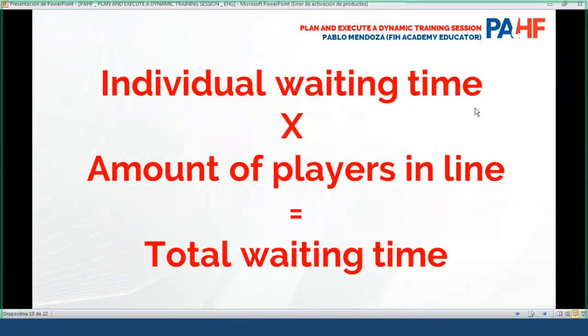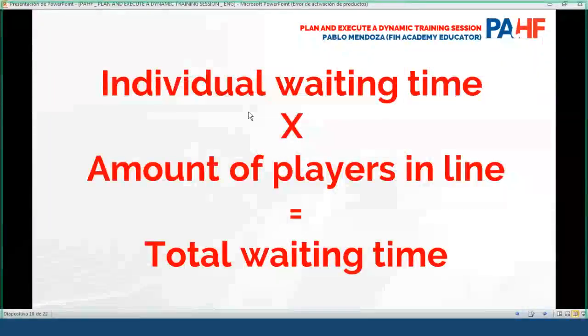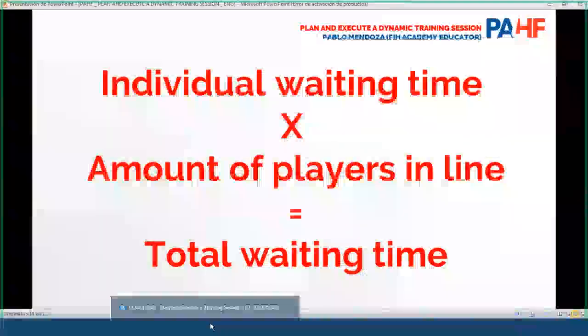If I'm going too fast, please write down in the chat any questions that you have, and I will be happy to repeat. So if you have any questions on this, no problem, we're not rushing, so you can ask me any questions. But I go again, the individual waiting time by the number of players in line, we will have the total waiting time of an exercise.